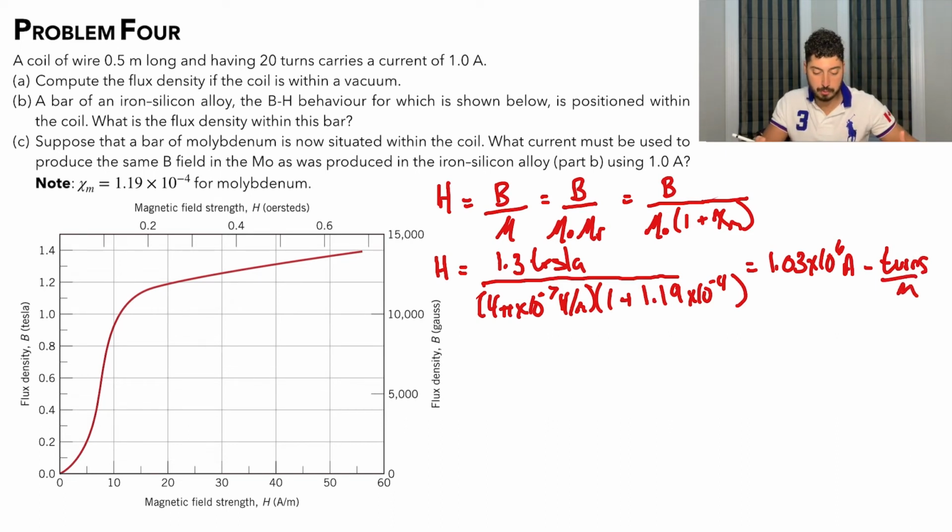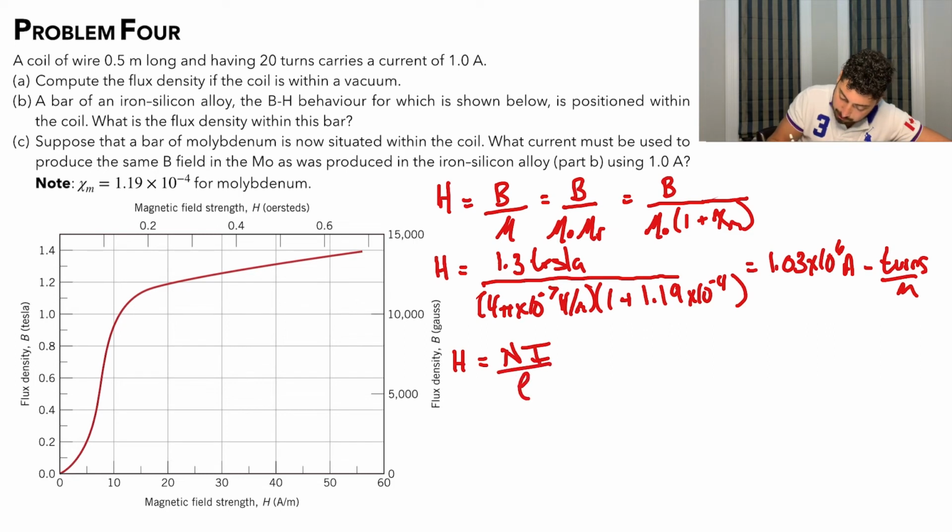Now the final thing we need to do is calculate our current. So we know that our magnetic field strength is equal to the number of turns times our current divided by our length. Rearranging for our current, we get that our current is equal to our magnetic field strength times our length divided by the number of turns.